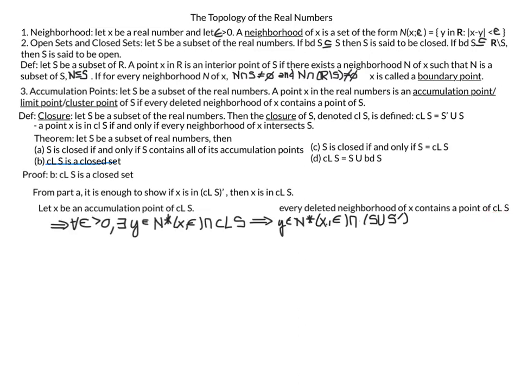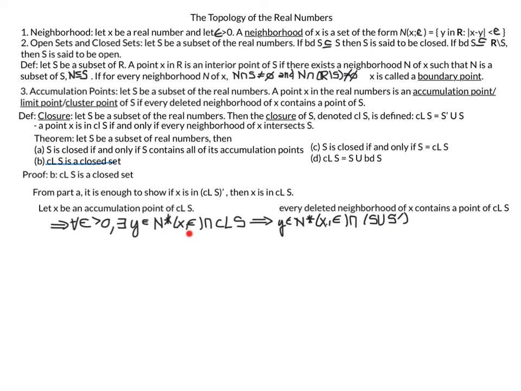I wrote this out symbolically, so I wanted to say that every deleted neighborhood of X, that's for every possible epsilon, right? So these are the deleted neighborhoods, all of them are the different epsilons. And every deleted neighborhood contains a point in the closure of S. So that means there's an intersection with the closure of S.